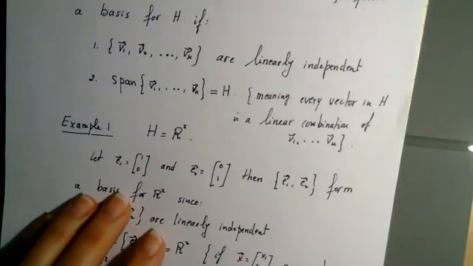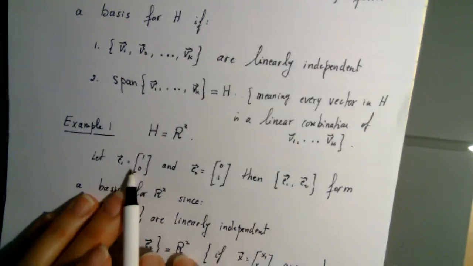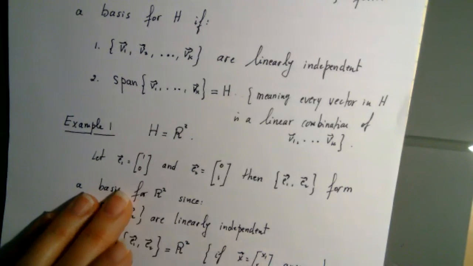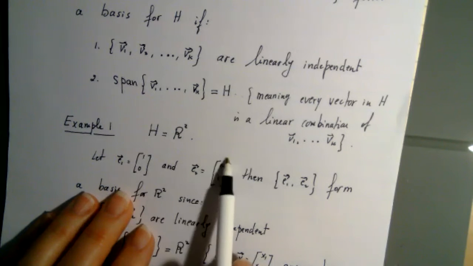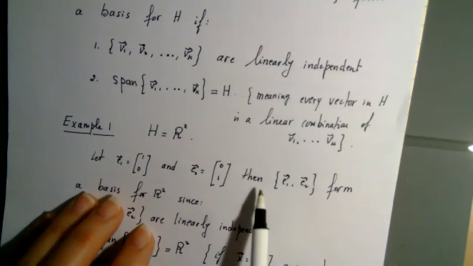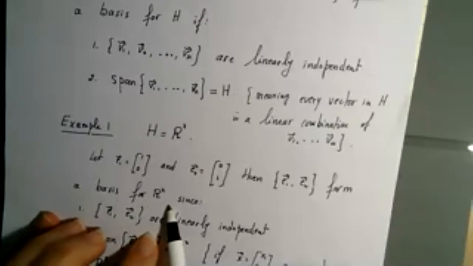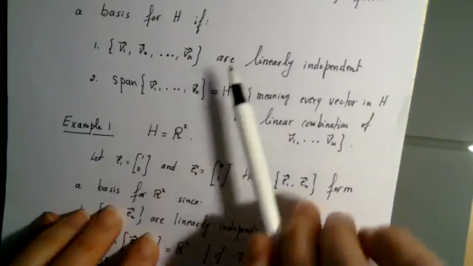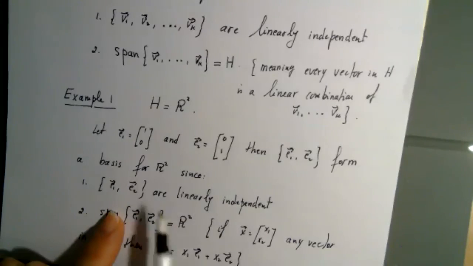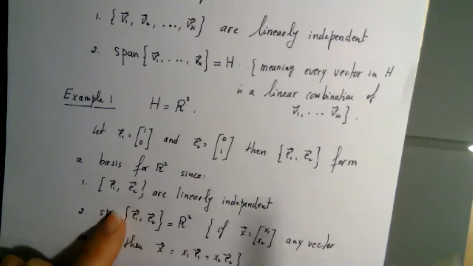But first, I want to emphasize e1 and e2. Let me take e1 to be (1, 0), the unit vector on the x1 axis, and e2 to be (0, 1). Then e1, e2 form a basis. How to justify that? First, they are linearly independent. Am I correct? You guys check it out.